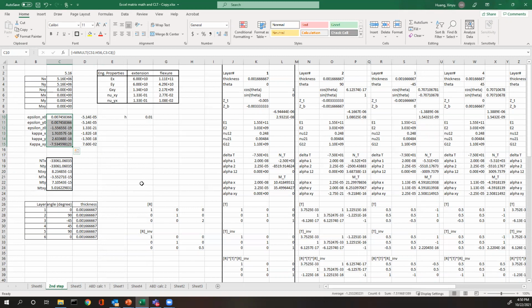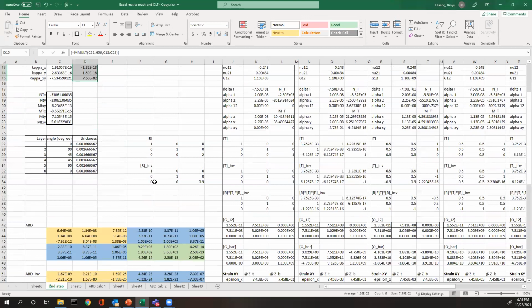This is epsilon kappa due to my, actually, I calculate twice. This is epsilon kappa due to my thermal load. Thermal load is given at C18 to C23, which is here. So this is my epsilon kappa due to fictitious thermal load. All right. When I need to calculate thermal stress in each layer, I would use this column of epsilon and kappa back in here.